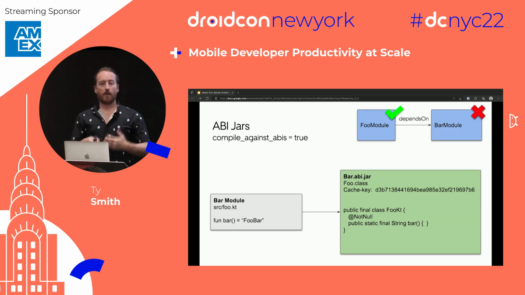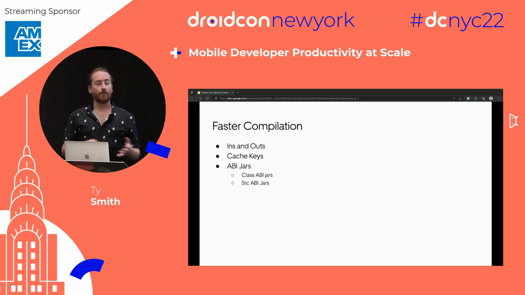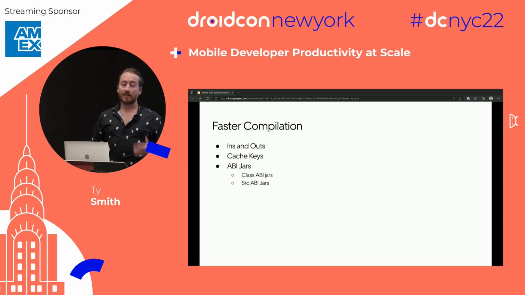So we talked a bit about the three top concepts. Now I want to dive into the different types of ABI jar modes. First is how a build system produces a class ABI jar.